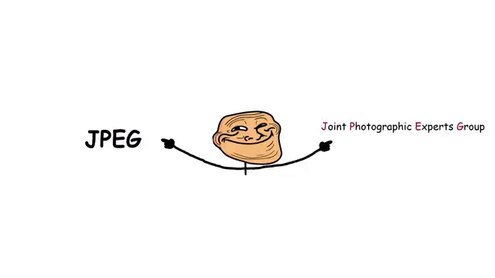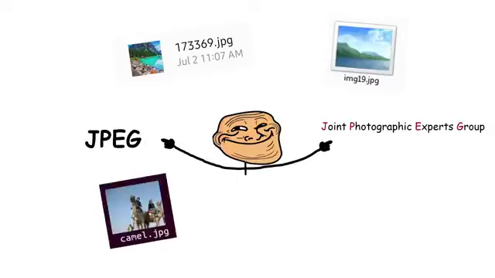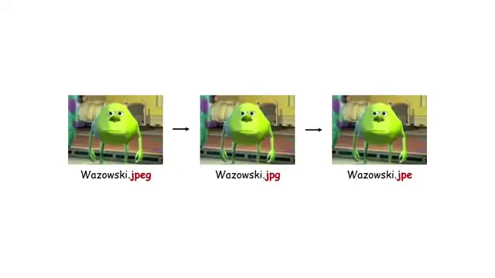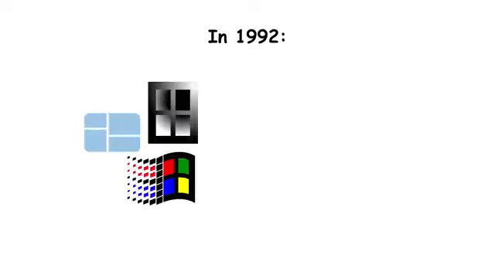JPEG, which stands for Joint Photographic Experts Group, is the most widely used image format in the world. It was created in 1992 by a group with the same name, and that's why it was called JPEG. You might also see this format with different extensions like JPG and JPE. The reason is that at that time, operating systems only allowed file extensions with 3 letters.